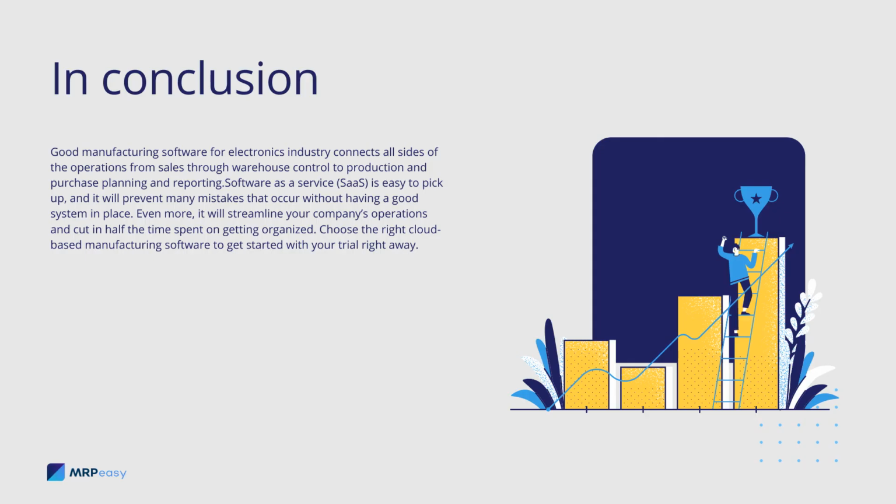Good manufacturing software for electronics industry connects all sides of the operations from sales through warehouse control, to production and purchase planning and reporting. Software as a service, SaaS, is easy to pick up, and it will prevent many mistakes that occur without having a good system in place. Even more, it will streamline your company's operations and cut in half the time spent on getting organized.